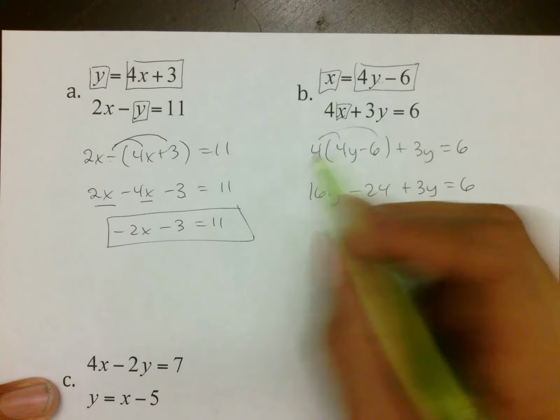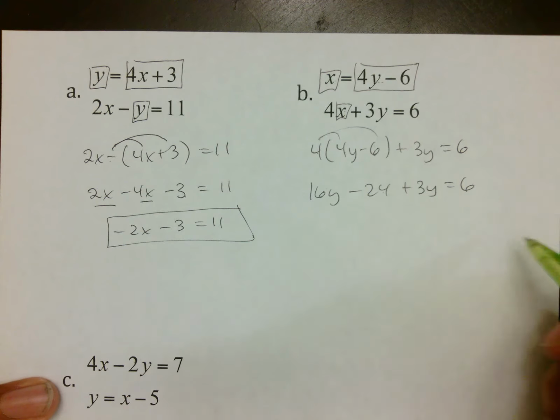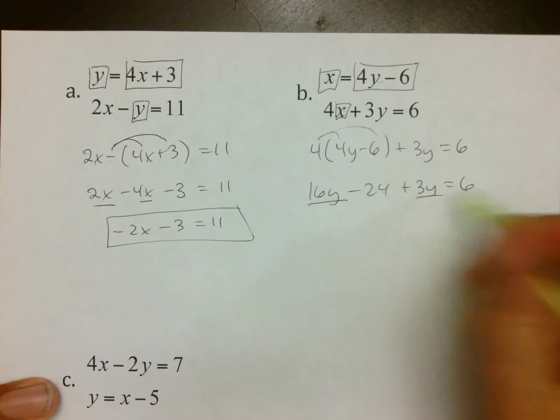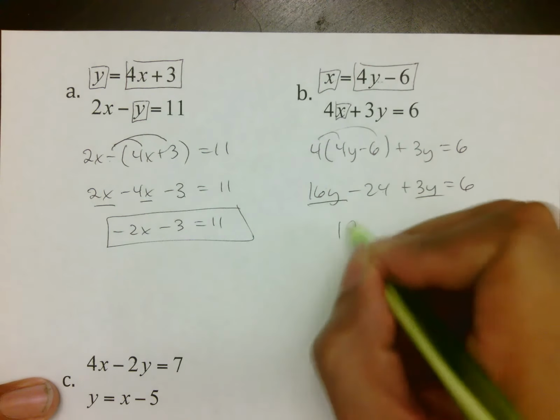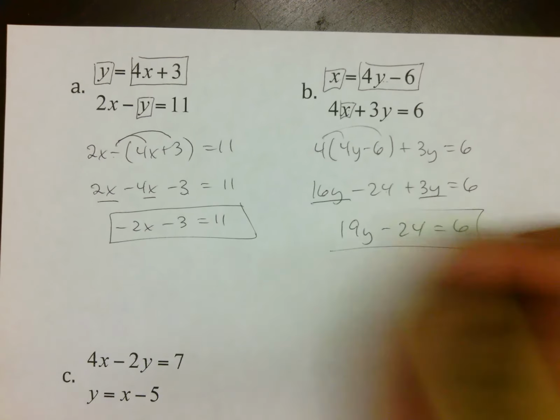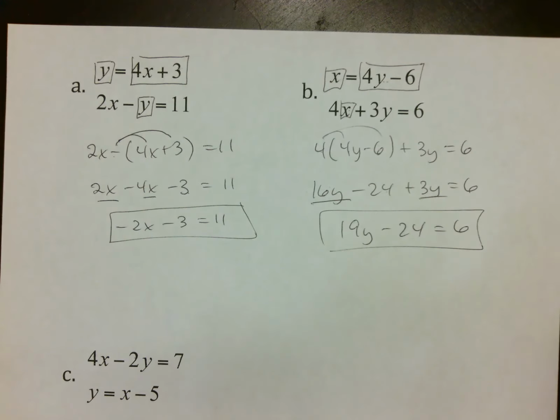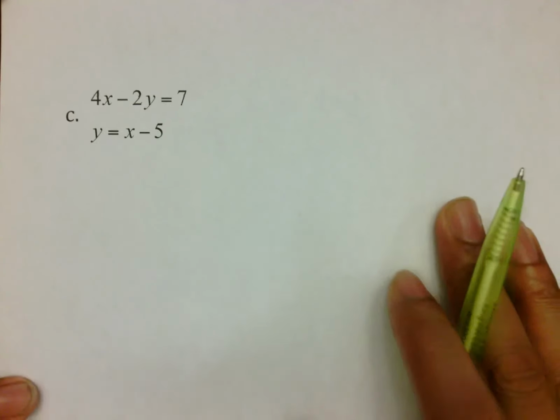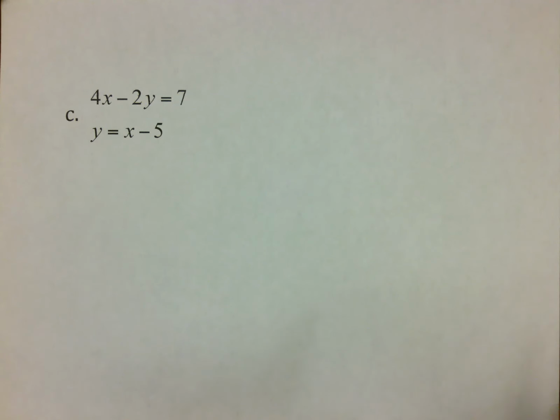Again, 16y minus 24, those things come down. Like terms here are 16y and 3y, which make 19y minus 24 equals 6. And again, for right now, that's where you're going to stop. We are not worried about the answer. We are worried about the first 3 steps. If you master these first 3 steps, substitution is not tough at all. If you do not master these first 3 steps, then like I said, you're going to have a major issue because you're going to make a mistake and you're going to miss the question.